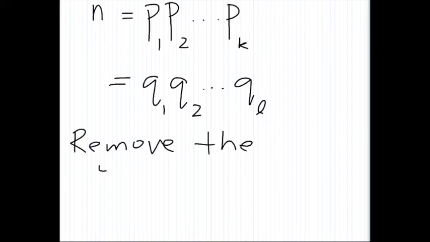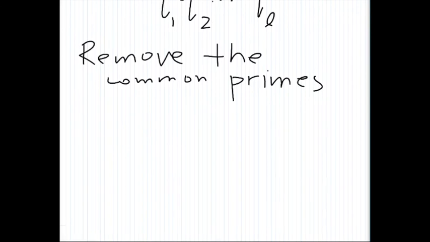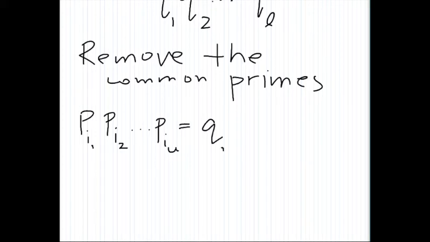Now our first step is to remove the common primes. It is possible that some primes are common in the first factorization and the second factorization. Once we remove them, we are left with p_i1, p_i2 up to p_iu, which is equal to q_j1, q_j2 up to q_jv.